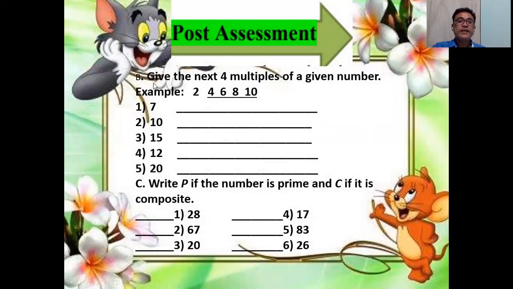Then letter B, give the next 4 multiples of a given number. Example, 2. So give the 4 multiples of 2. So 4, 6, 8, 10. Okay. We have 5 numbers. And letter C, write P if the number is prime and C if it is composite. Write your answers in your modules.